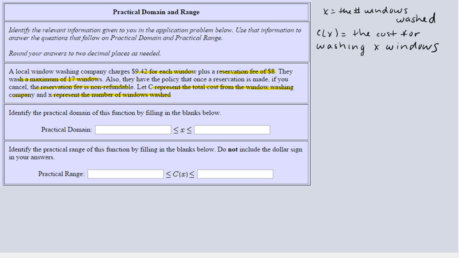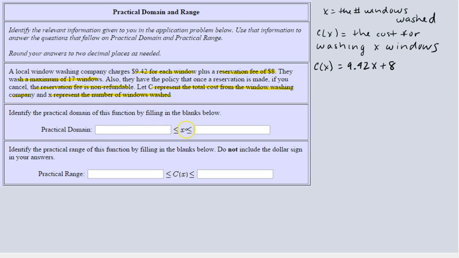So now let's create our formula. Well, we were told it was $9.42 for each window, and since the windows washed varies, this is our variable part. It's $9.42 times X, which is the number of windows. And the reservation fee does not depend on the number of windows. It's automatically just $8.